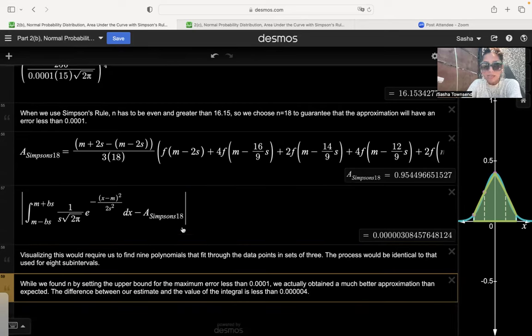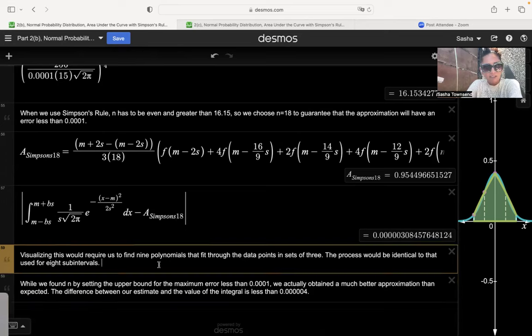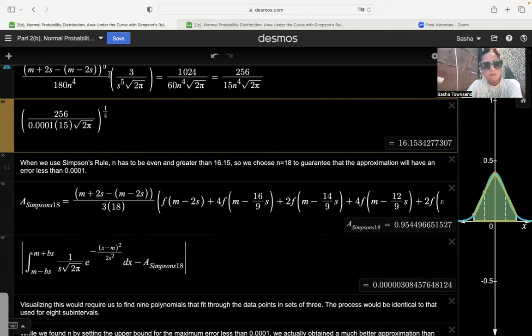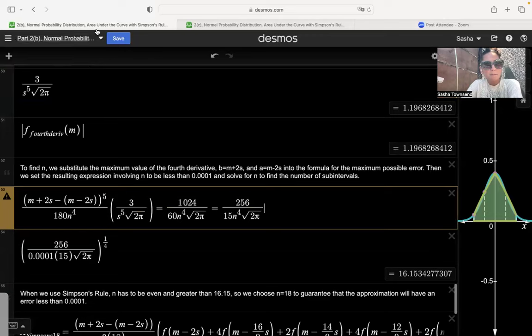But with 18 subintervals, we'd have to find 9 polynomials. It's not that difficult to do, but it's kind of a pain, so we won't actually do that. But if we want to have an error that's less than 0.0001 of the exact value of that area under the curve, we could use Simpson's rule with n equals 18, according to our upper bound, that formula that we have for the upper bound for the error.